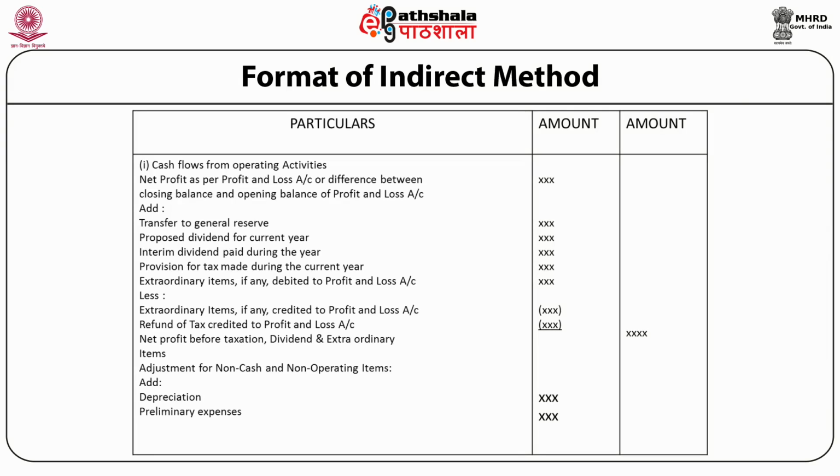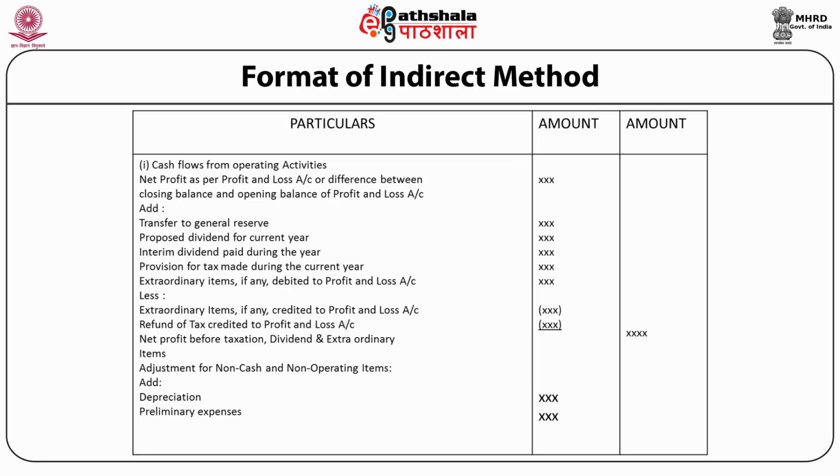Format of indirect method. In this format, we prepare three columns. First column is of particulars and second and third column is of amount. So, first item to be written in the particulars column is cash flows from operating activities. Under this heading, we include following items. Net profit as per profit and loss account, or difference between closing balance and opening balance of profit and loss account.